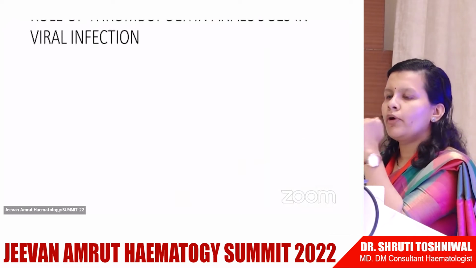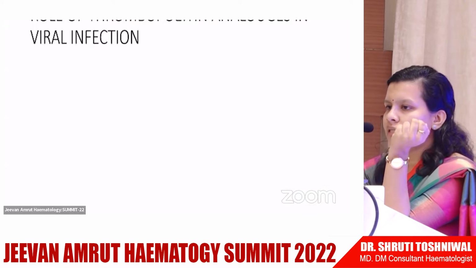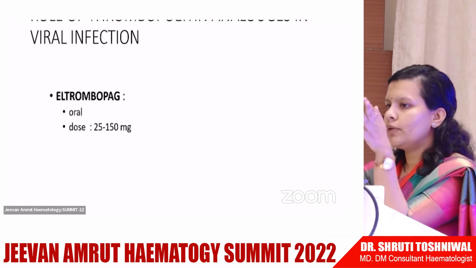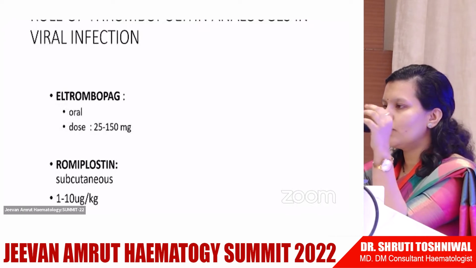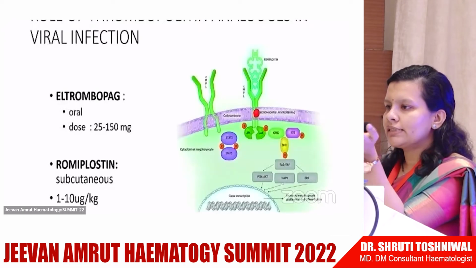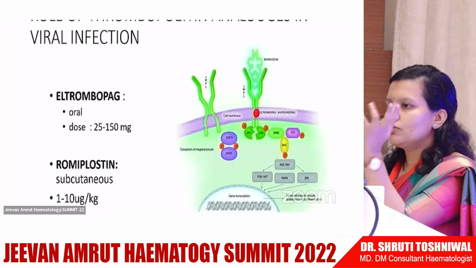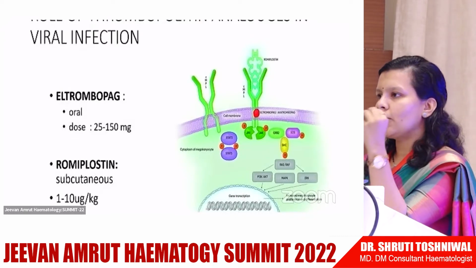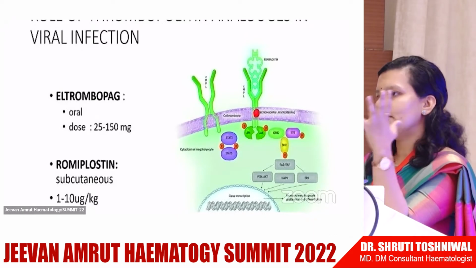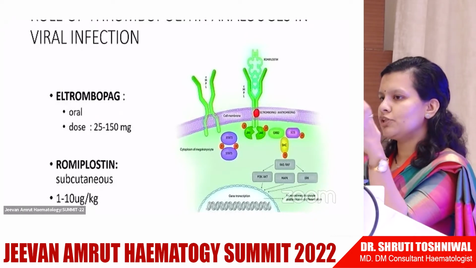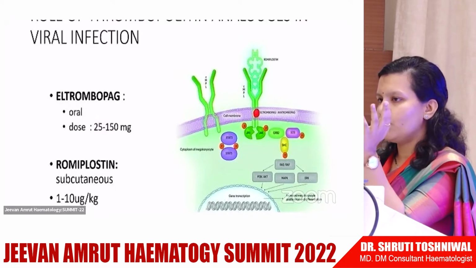So what is the role of thrombopoietin analogs in viral infection? We have two thrombopoietin analogs, which are eltrombopag, which is oral, dose 25 to 150, and romiplostim, which is subcutaneous, 1 to 10 microgram per kg. We discussed that they act on the thrombopoietin receptor and increase platelet production. Theoretically speaking, there is a TPO deficiency happening. There is decreased megakaryopoiesis happening because of the viremia. So theoretically, they may have some role.